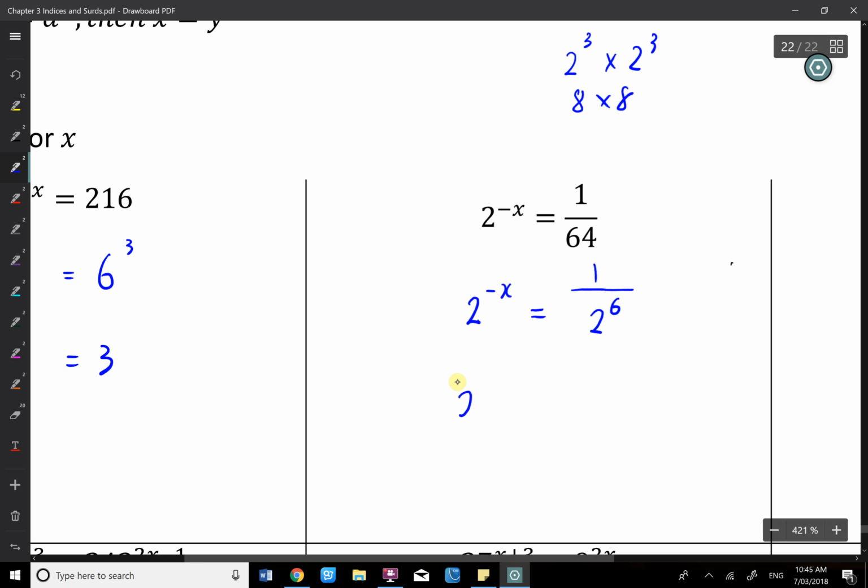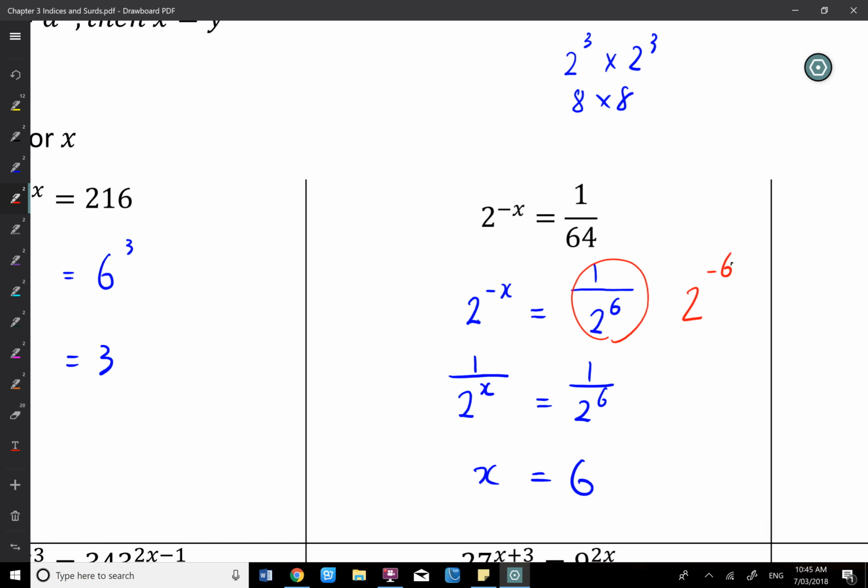So what I can do is make that 1 over 2 to the power of x equals 1 over 2 to the power of 6. I can do that as well, so x equals 6. Or what you can do, you can change this to 2 to the power of negative 6. So negative x equals negative 6 and x equals 6.